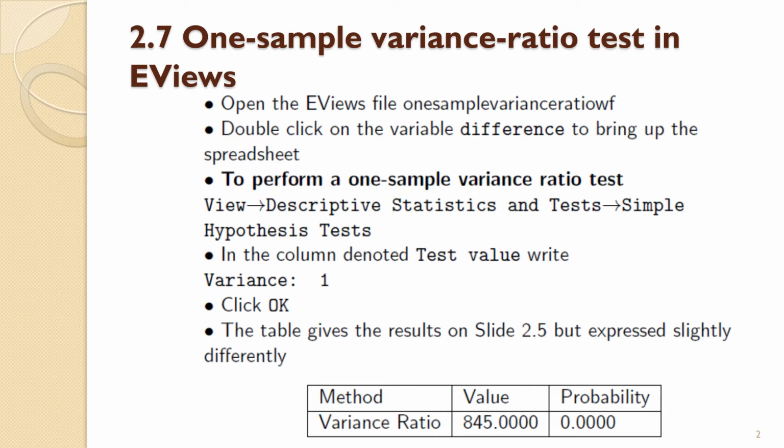Now as we said before, if the thing isn't working, you do need to be in spreadsheet mode. So if it's not working and you wonder what's going wrong, you need to be in spreadsheet mode, which here means you just need to make sure that you've double clicked on this variable difference in order to bring up the spreadsheet.